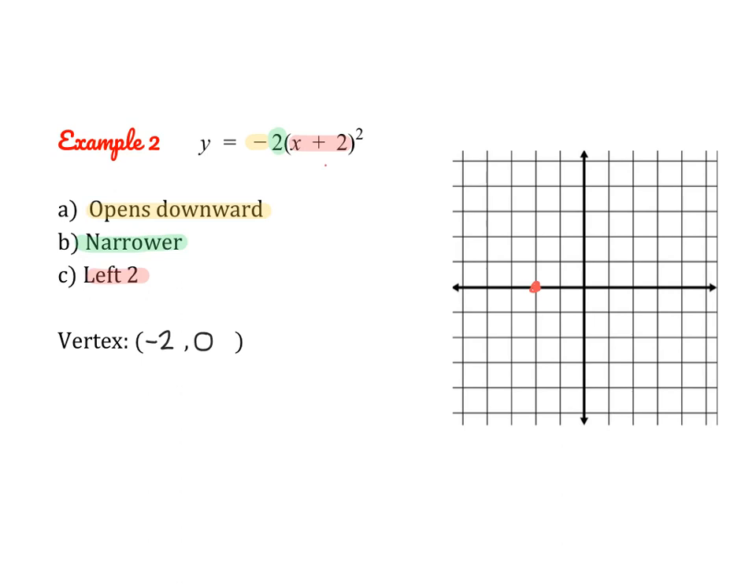Another way of looking at that is hk. Remember, h is always opposite, so this becomes -2, and since we don't see anything at the end, it's really a 0. So again, our vertex is at -2, 0. From here, we know that we're going to have a narrower graph that opens downward, so it's going to look something like this. And there you go. So again, we can look at each transformation. We know that it moves to the left 2. It's going to open downward, and it's a little narrower than our parent function.